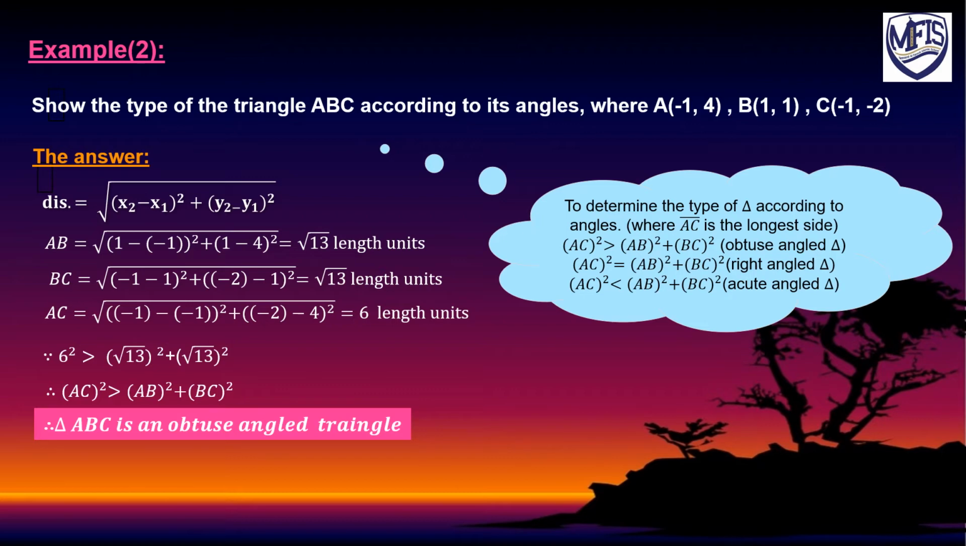I said before, to determine which one is greatest, convert any irrational number into decimal form. Okay? Now, 6 squared is greater than square root 13 squared plus square root 13 squared. Then this triangle ABC is an obtuse angled triangle. And as we can see, if you ask me to find the type according to sides, of course, this triangle is an isosceles triangle.